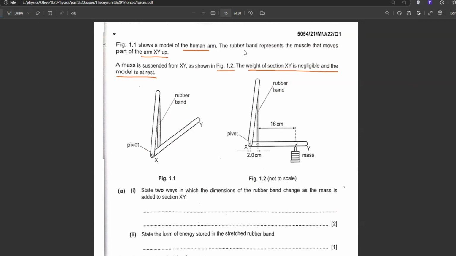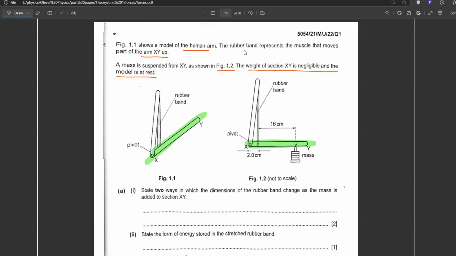So the weight of this section, this entire rod, is considered to be negligible here as well and here as well. At both these places, the weight of XY rod is considered to be negligible. And if the model is at rest, that means anti-clockwise moment is equal to clockwise moment.